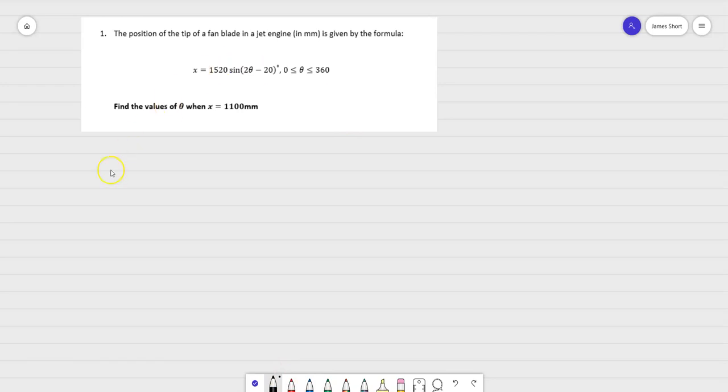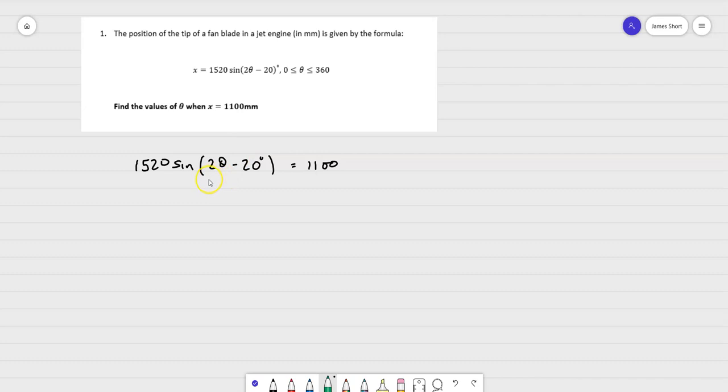Okay, so the first thing we have to do is write the formula, this function, replacing x with the x that we're interested in. So we've got 1520 sine (2 theta minus 20) is equal to this x here, 1100 millimeters.